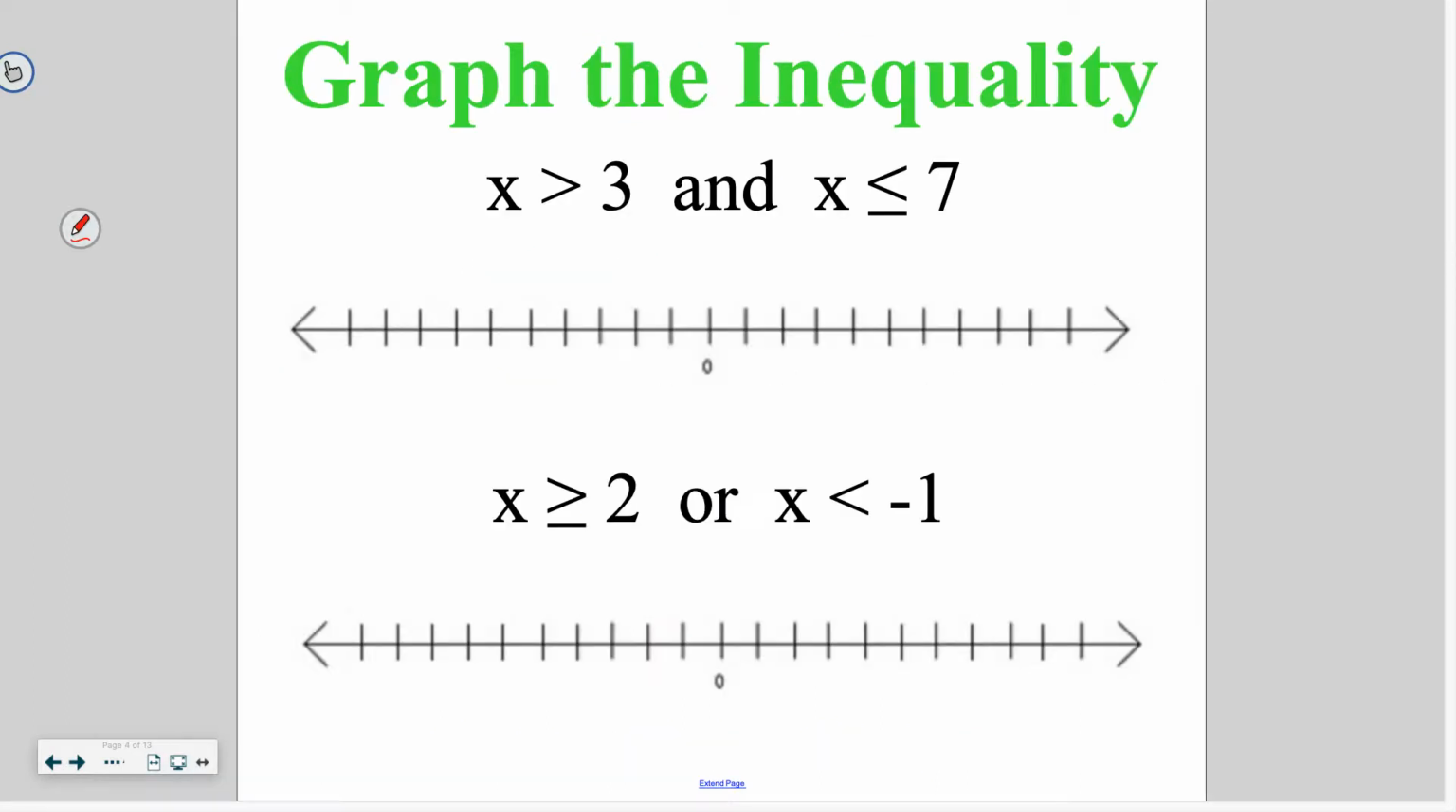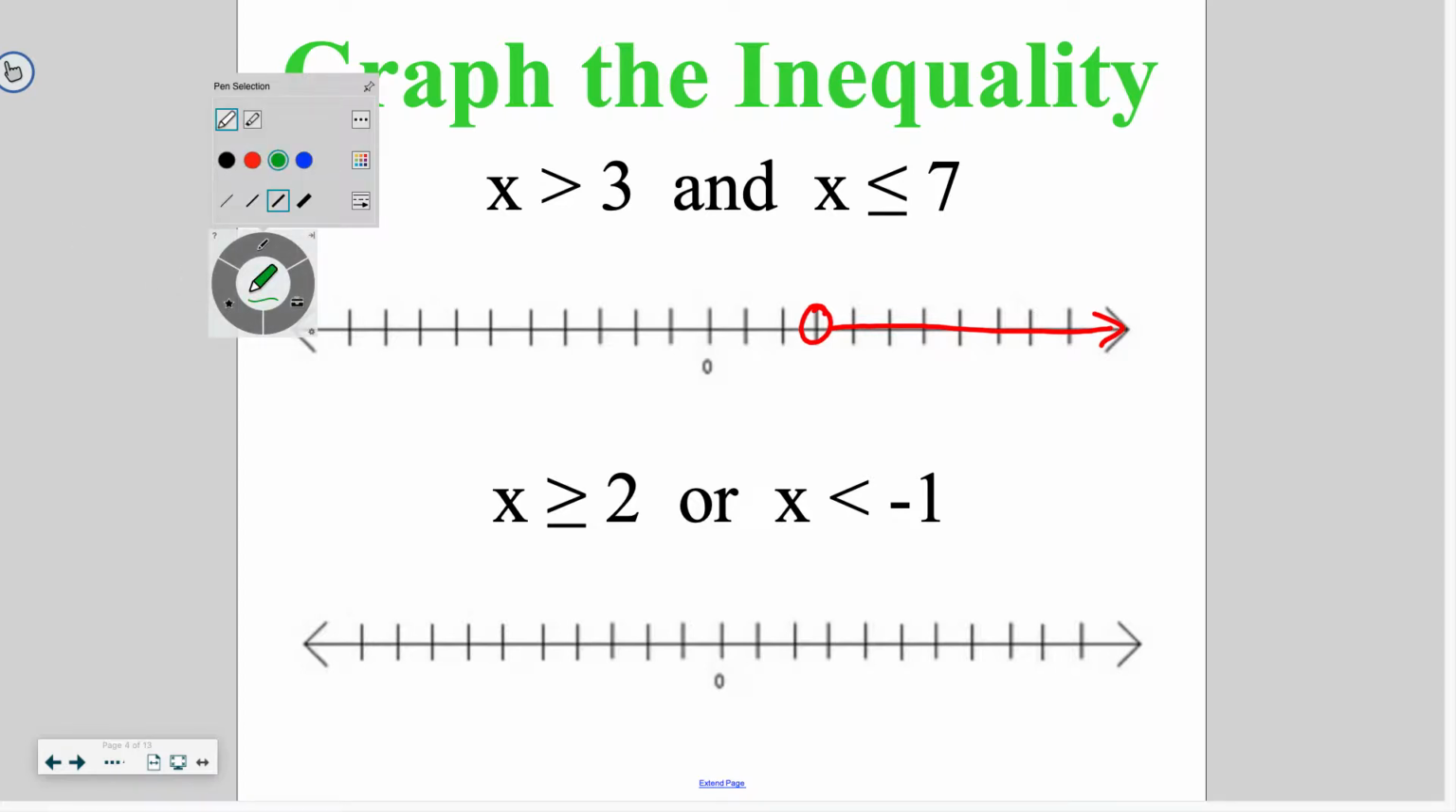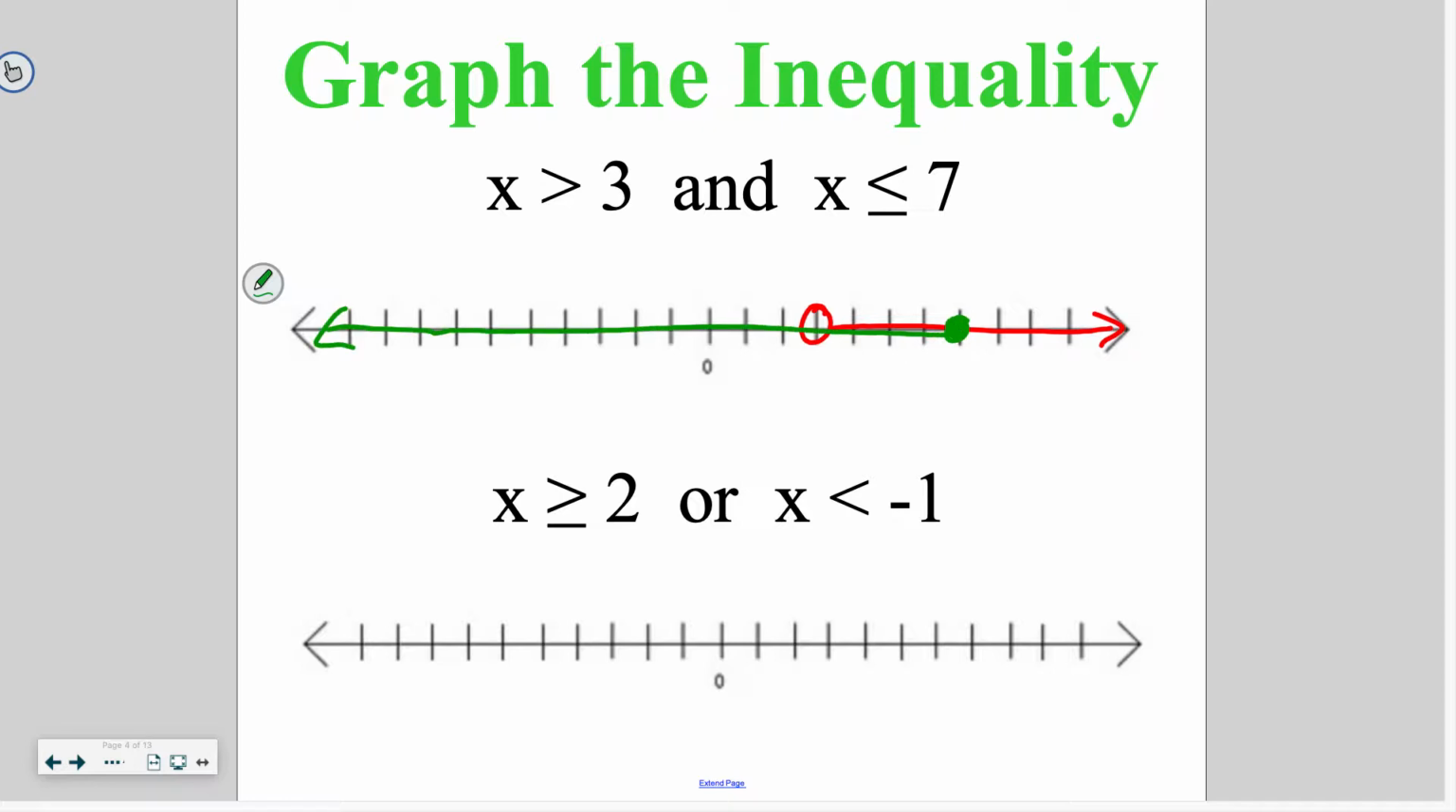So what this looks like on the graph is if I'm graphing this first one, x is greater than 3. I'm going to go over to 3, use my open circle, and that would be going to the right because it's greater than that. If I do the second one then, we've got x is less than or equal to 7. So we go over to 7, put our closed circle there, and then we're going less than. So everything in the red works for the first inequality, everything in the green works for the second inequality.